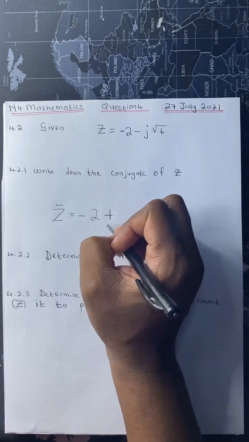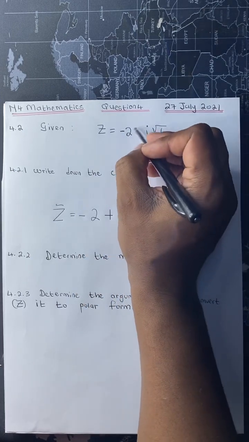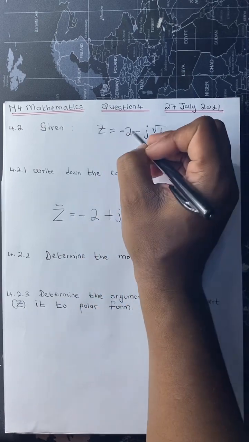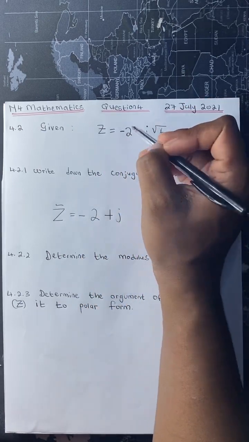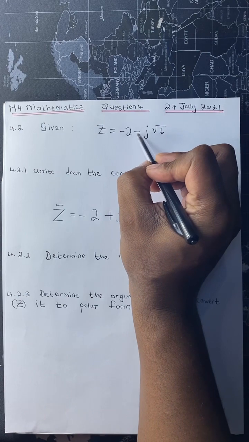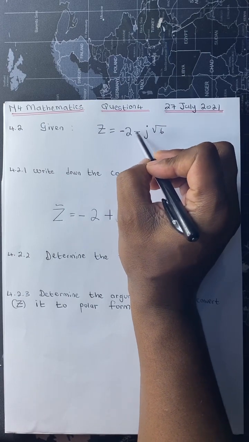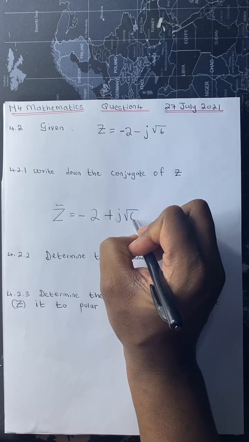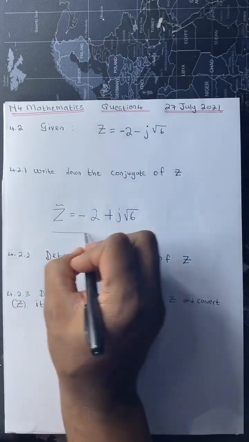So when we write the conjugate, we change the sign of the imaginary part j from negative to positive. So if it was positive, we are going to change it from positive to negative, but in this case it's negative, so we are changing it from negative to positive. So we have negative 2 plus j multiplied by the square root of 6. So this is our conjugate.